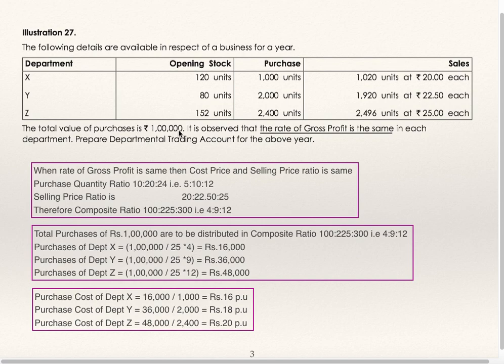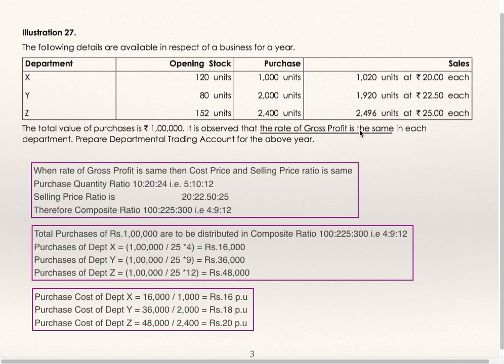The total value of purchase is 1 lakh. Purchases are for all the three departments X, Y and Z, but individual purchase price we don't know. Total purchase cost is 1 lakh. It is observed that the rate of gross profit is same in each department. Prepare departmental trading account for the above year.